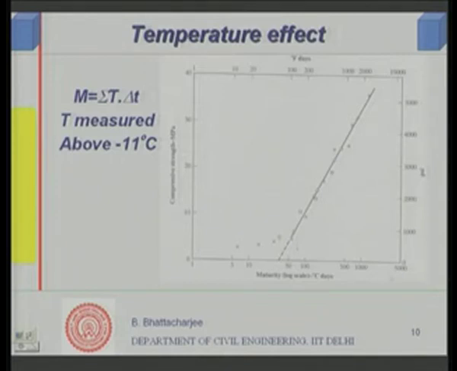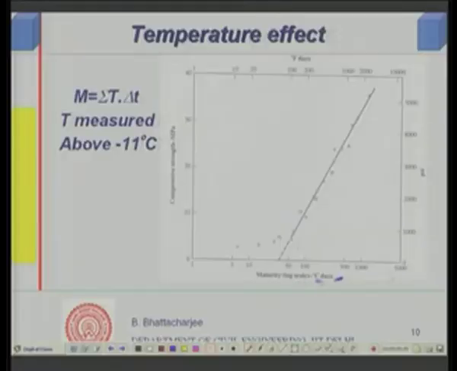So, this assumption is made that if you have concrete with equal maturity, they will develop the same strength. The strength is a function of maturity, and that is what the curve shows. You see, this side is maturity on a log scale, in degree centigrade days, and that side is the compressive strength. So, you assume that if you have the same maturity, you will have the same strength. It has been observed that the curve of log of maturity versus compressive strength follows a kind of linear relationship beyond a certain point of the maturity.